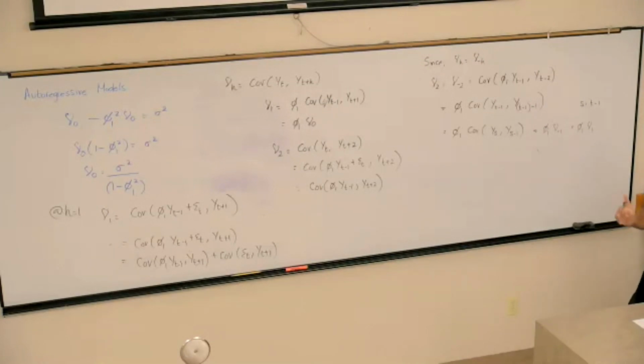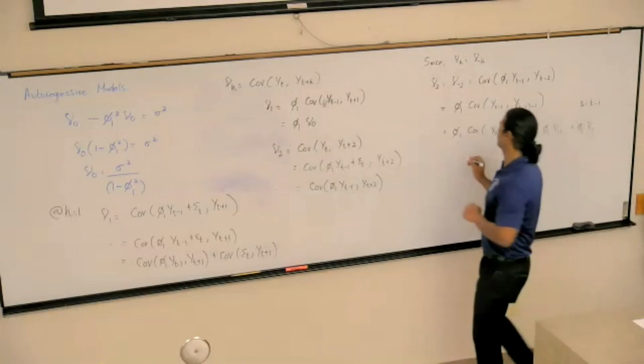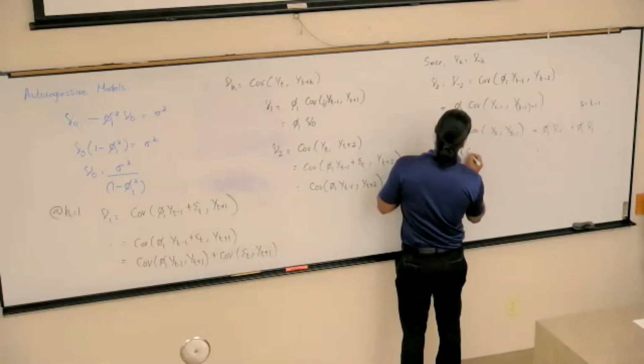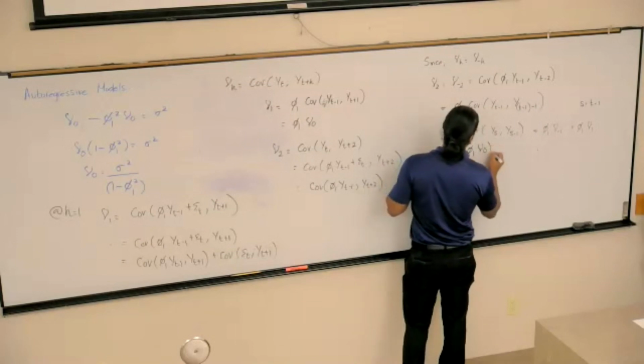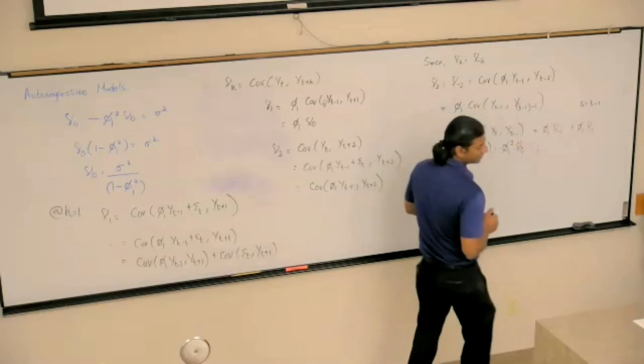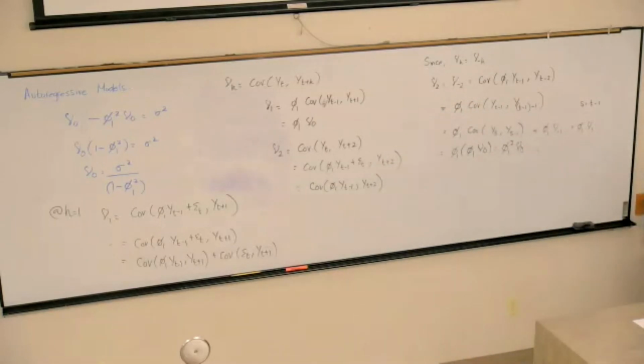I'm not going to give you the answer. So phi 1, gamma 1. So we know gamma 1 is phi 1 gamma naught. So this would simply be equal to phi 1 multiplied by phi 1 gamma naught. We get phi 1 squared gamma naught. Good. I'll give you a few minutes. Let's find gamma 3, and eventually we'll get an idea as to what gamma h would look like.